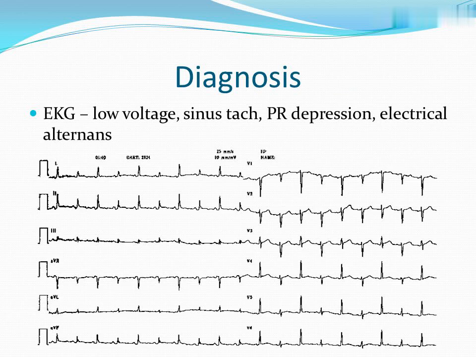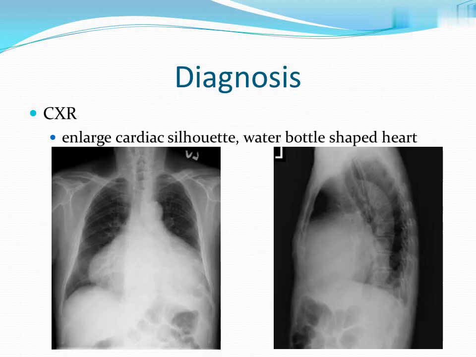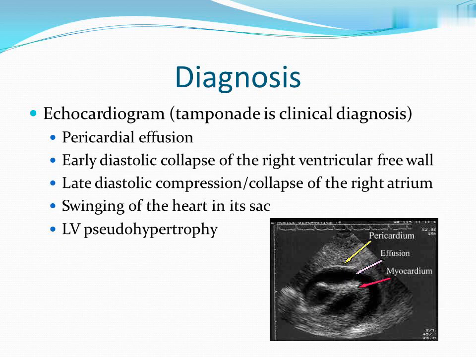Diagnosis. EKG: low voltage, sinus tachycardia, PR depression, electrical alternans. CXR: enlarged cardiac silhouette, water bottle-shaped heart. Echocardiogram: tamponade is a clinical diagnosis. Pericardial effusion, early diastolic collapse of the right ventricular free wall, late diastolic compression or collapse of the right atrium, swinging of the heart in its sac, LV pseudohypertrophy.